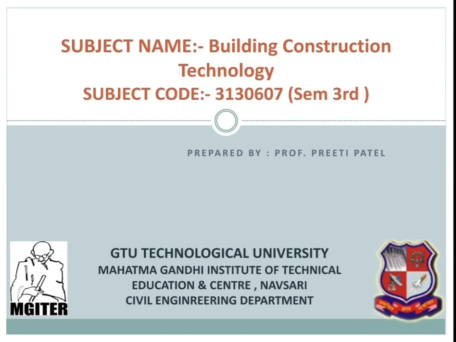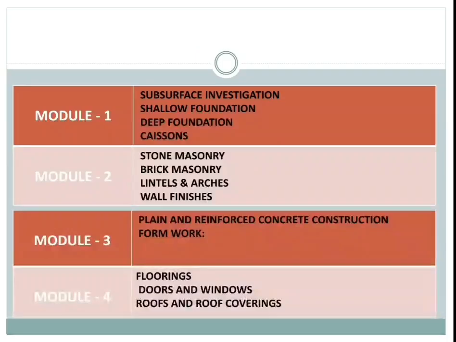Today I am going to teach you building construction technology, which is offered for second year students. The subject code is 3130607. In this subject there are 6 modules. In module 1: subsurface investigation, shallow foundation, deep foundation.